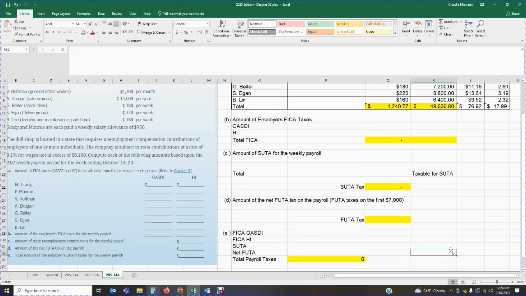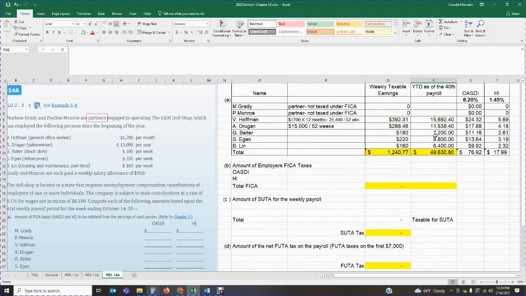There we go. Okay. So letter A is how much are we going to deduct from each of my employees' paychecks? These are the dollar amounts right here. Okay. I'm going to highlight these. So those are the amounts that we're going to take out from each employee for OASDI and for HI.